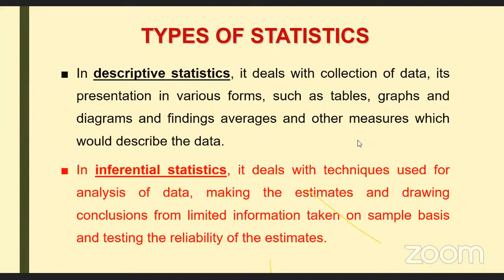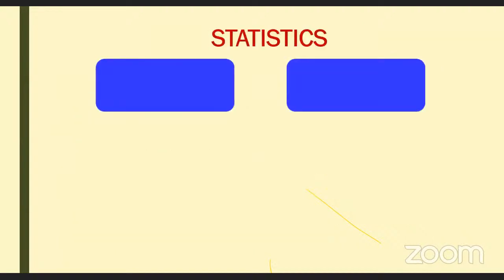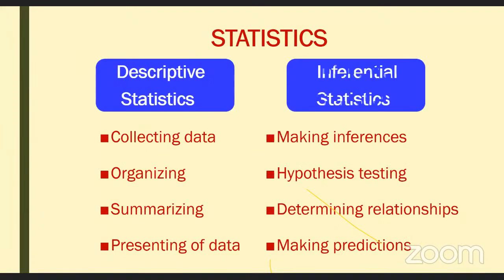In inferential statistics, we try to analyze data, using techniques to make estimates and draw conclusions from limited information. It means you infer from the data which you have collected, going from sample to population. So in short, there are two types of statistics, descriptive and inferential. Today, the topic given to me comes under inferential statistics, where we'll be applying various statistical tests to come to conclusions or make inferences.